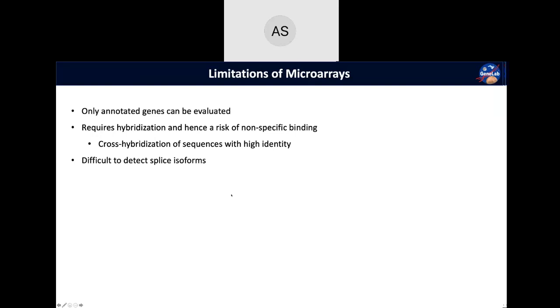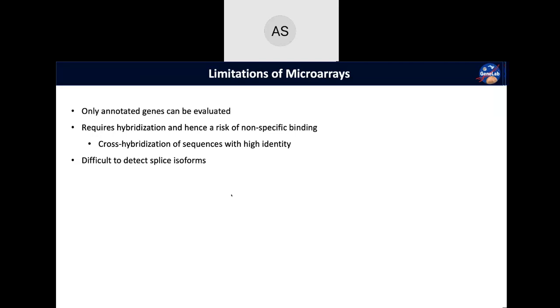It's difficult to detect splice isoforms. As we know, mRNA, once it's mature, has undergone specific splicing. We'll show a little picture of this later on, but there are different sections of RNA: introns, exons, and intergenic regions. You start with pre-mRNA, which contains both introns and exons, and then you splice out those introns to bring together your exons to create your mature mRNA.